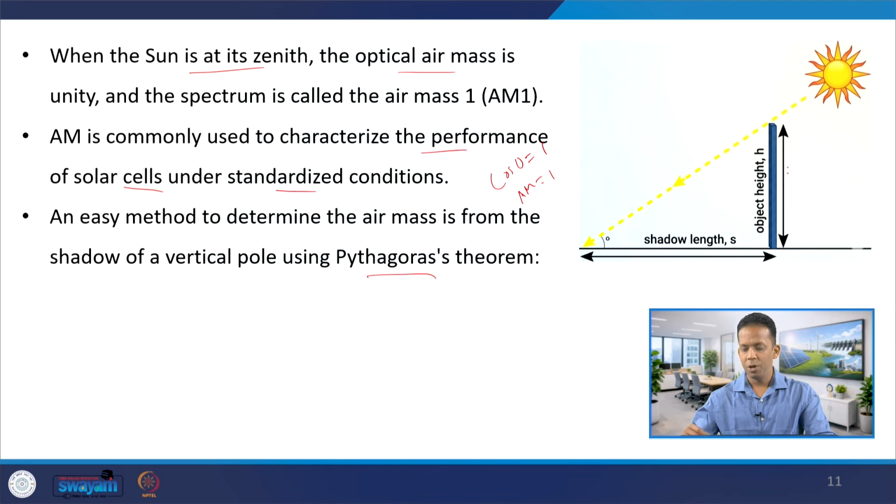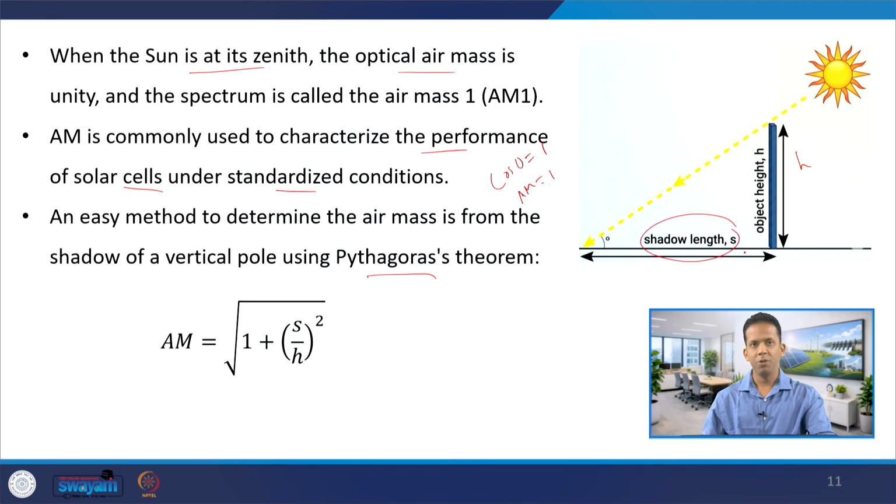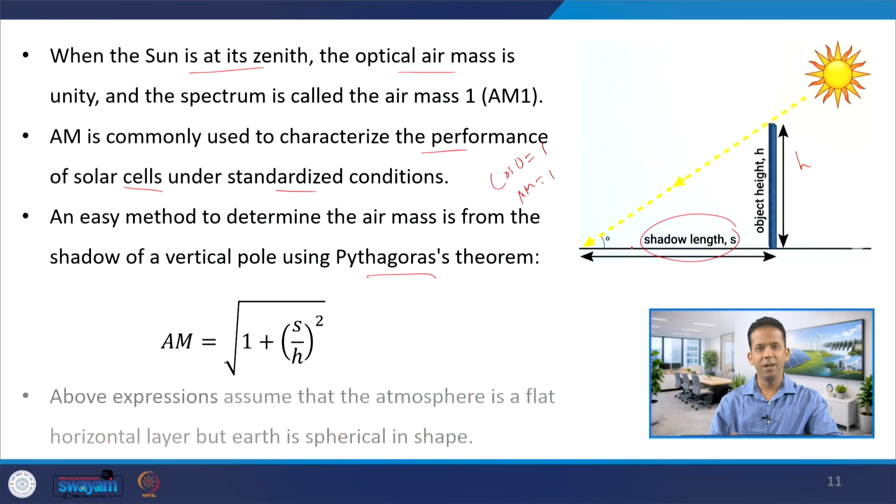If we have an object or a pole of height h, and the sun is behind that pole, it will have some shadow. If we calculate the length of the shadow, based on that we can calculate the air mass. Air mass is square root of 1 plus (s by h) square. So if we know s and h, we can calculate the air mass just by using the Pythagoras theorem, which is this value.